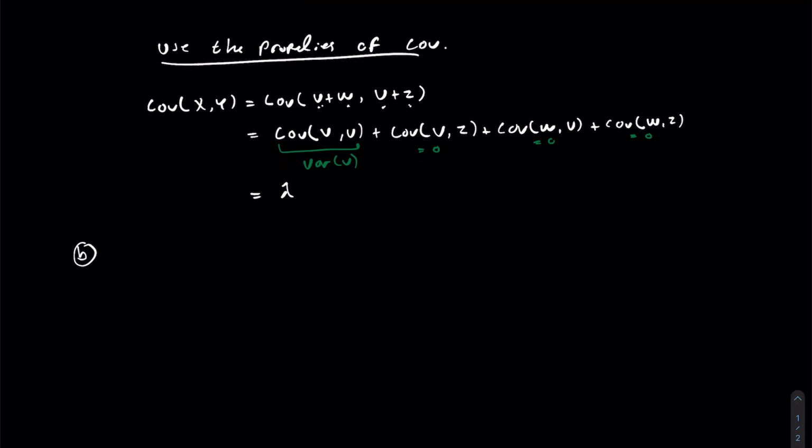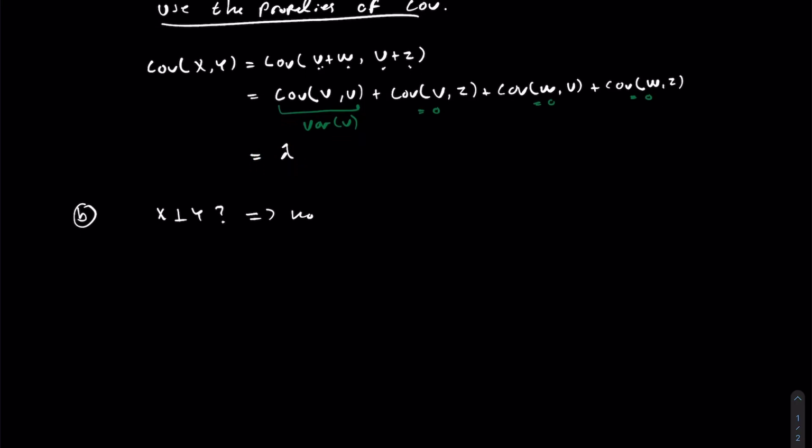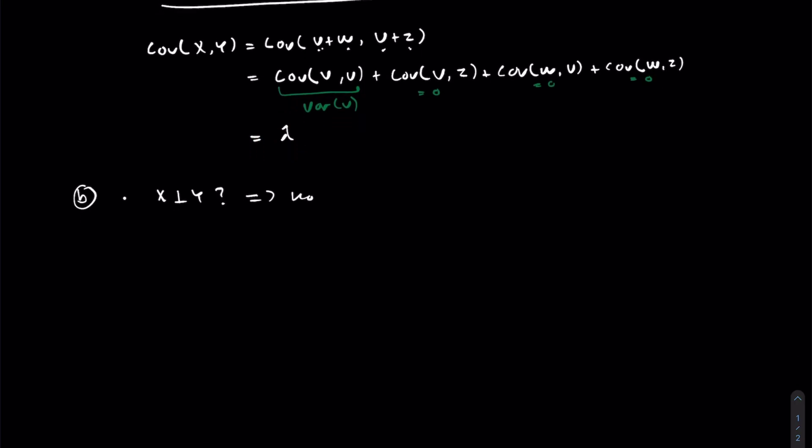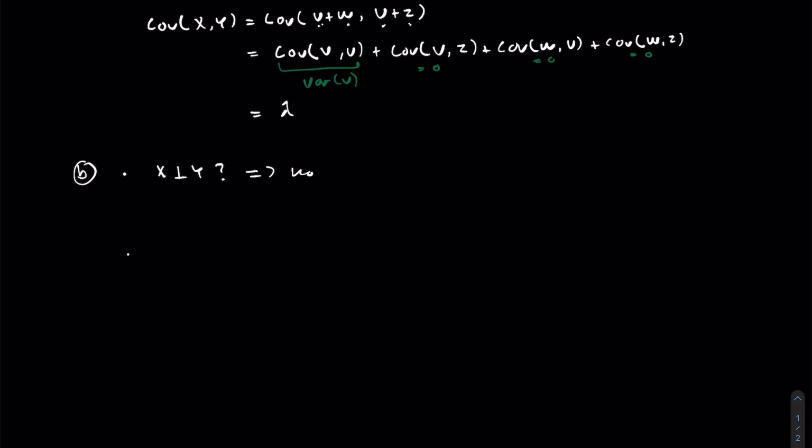So for the first part of the question, are x independent of y? The answer is no, because we just calculated that there is indeed some covariance left here. The other part of the question is asking whether they are conditionally independent given v. Okay, so let's think about that question.